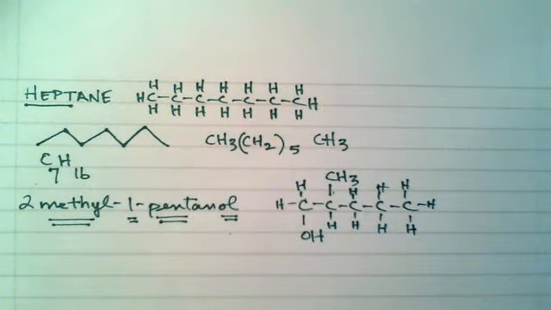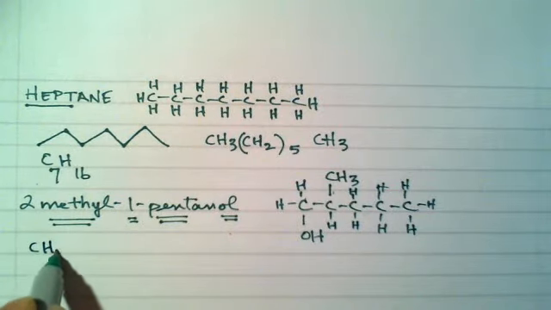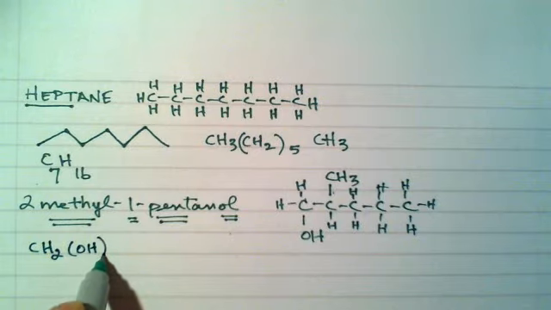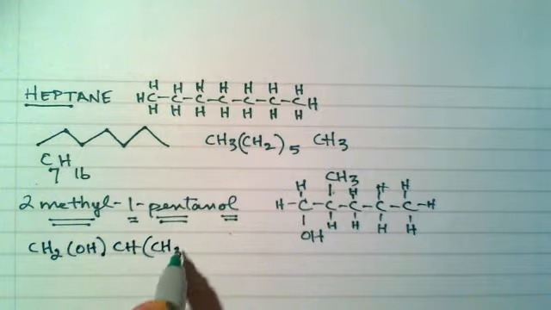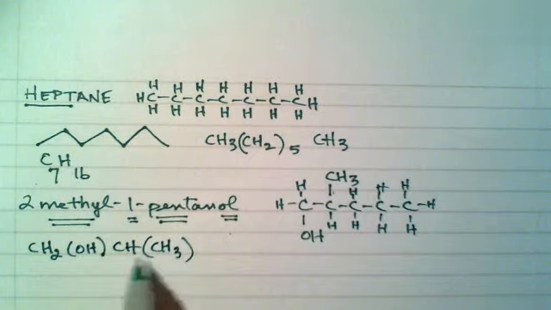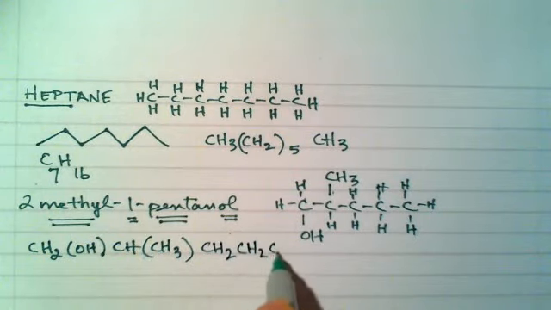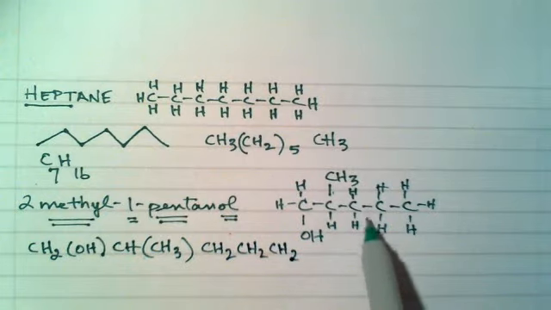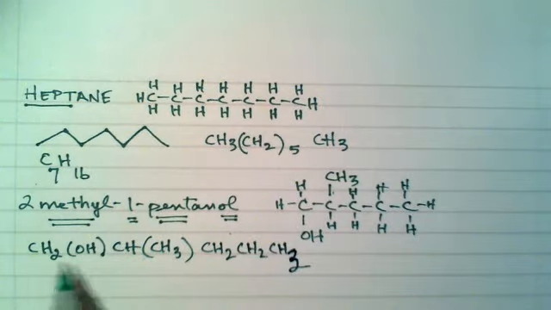The condensed structural formula is CH2OH, and then my next carbon has only 1 hydrogen, but also a methyl group attached. Putting it in brackets tells me that it's not part of this chain, that it's actually a pendant group belonging to the carbon that comes behind it. And then I have 3 CH2 groups. Or do I? Hold on. No, just 2. So 1, 2, 3, 1, 2, 3, 4, 5.